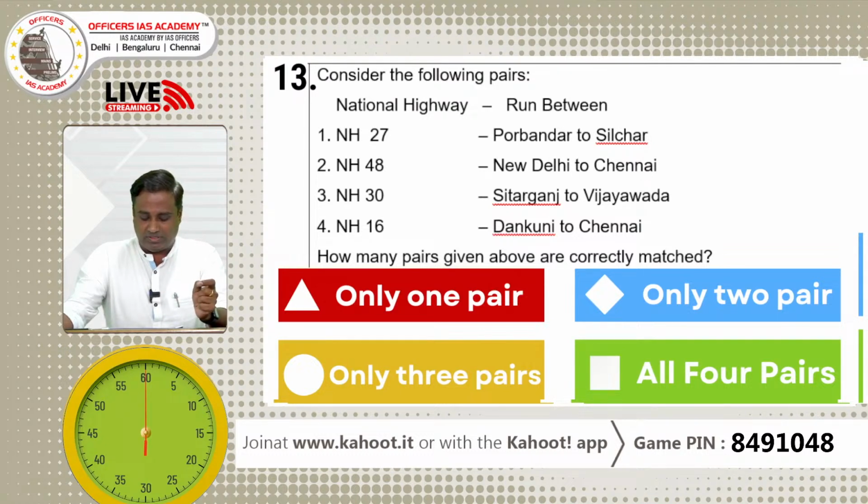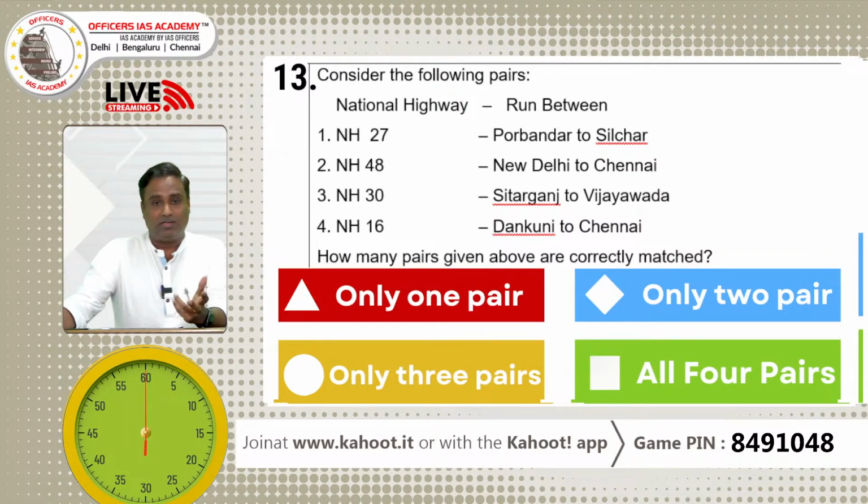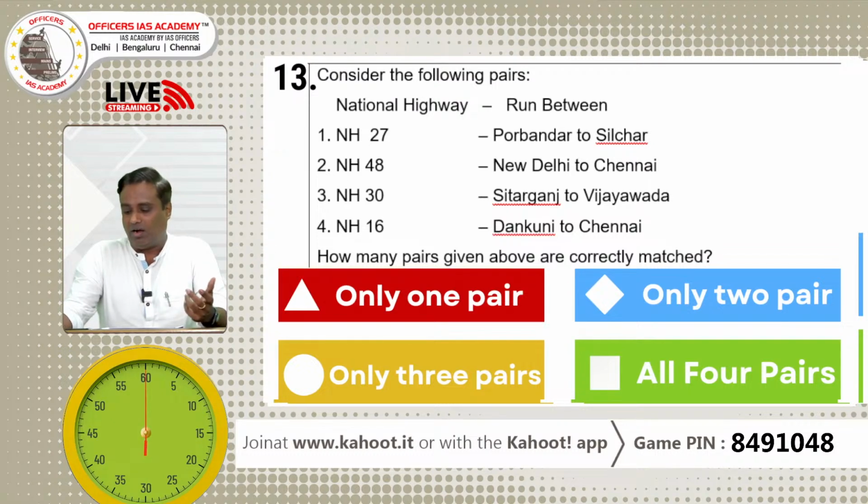National Highway number 27 runs between Porbandar and Silchar. It is the longest east-west highway. That is correct. NH 48 moves from New Delhi to Chennai. It is the second longest highway in the north-south direction, and the 3rd longest highway. That is also correct. Number 30, Sitaranj to Vijayawada, passes through Maoist influenced area. That's one of the very important highways. And number 16, Dunkani to Chennai, moves along the eastern coastal highway. So all the 4 are correctly paired up. So the answer is D, all 4 are correct.